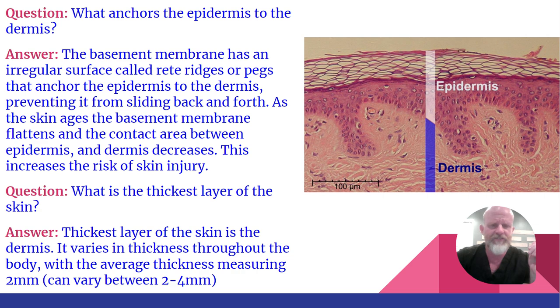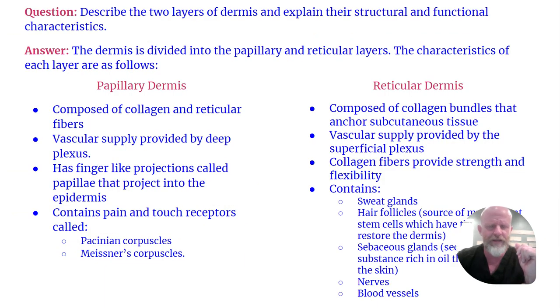What's the thickest layer of the skin? This would be the dermis. It varies in thickness depending on where you are in the body. The average thickness is 2 millimeters, usually ranging between 2 millimeters and 4 millimeters. So, getting into some descriptions of the difference between papillary dermis and reticular dermis. Again, the papillary dermis is on top. It's the one that has the fingers, rete ridges, and then the reticular dermis is the lower one, where you're going to have collagen fibers, strength, flexibility, sweat glands, hair follicles, etc.